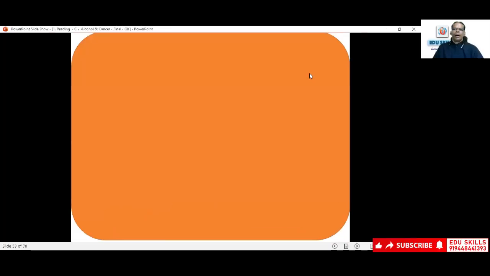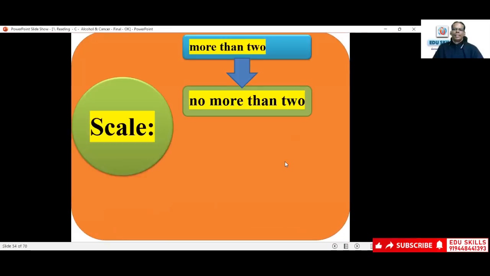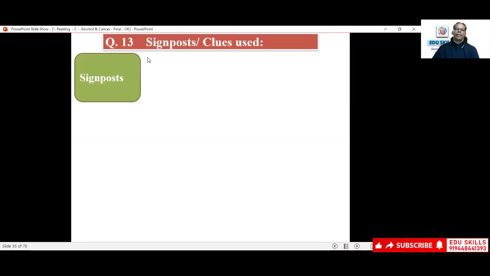Okay. So how they give you an idea of the answer. See, you should be able to understand the scale. More than 2 means drinking more than 2. No more than 2 is stressed, no more than 2. Then 2 means exactly 2. At least 2 means at least 2 I must have. So there's a scale expression in the whole thing so that you can locate the answer.